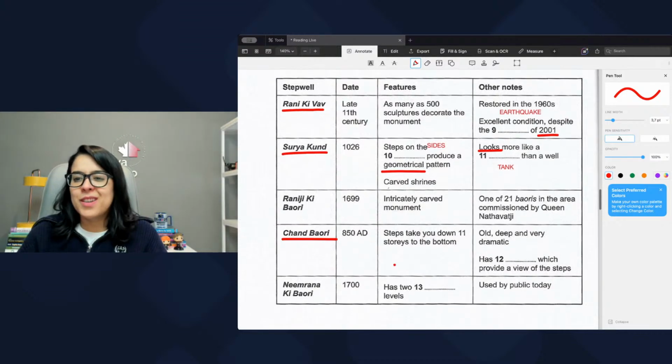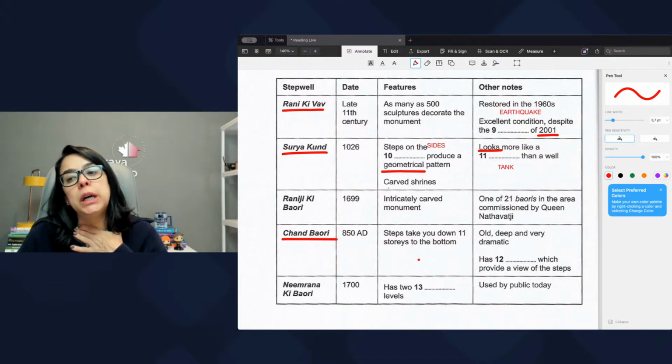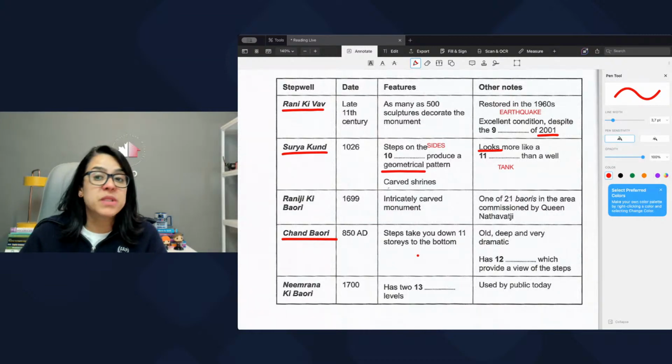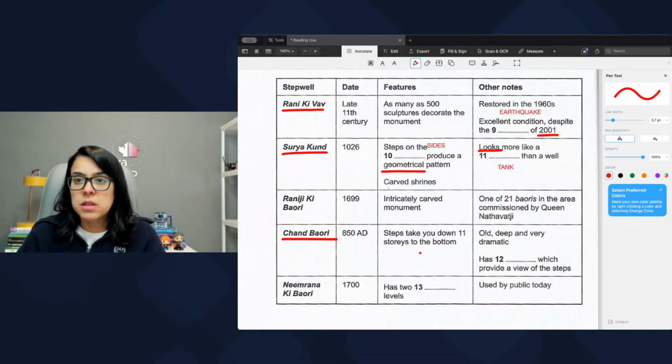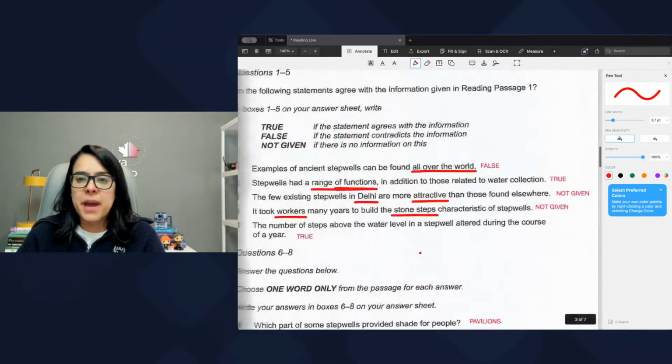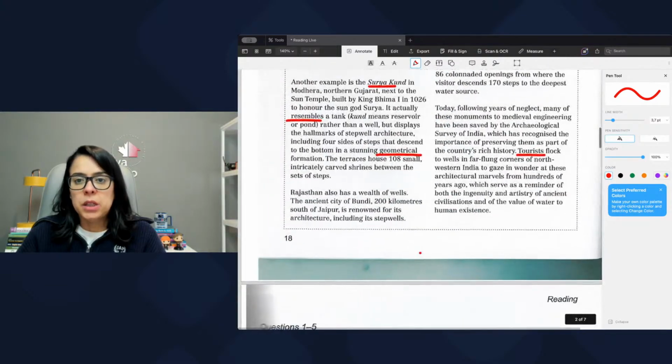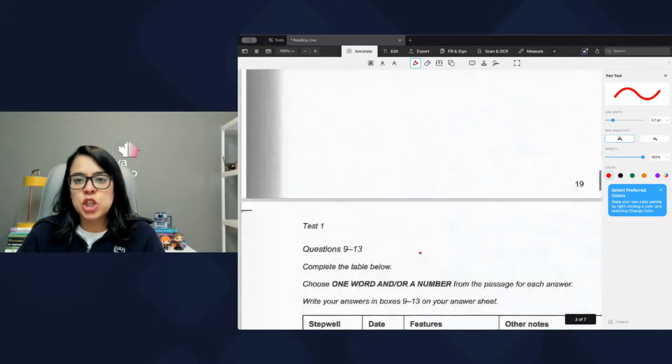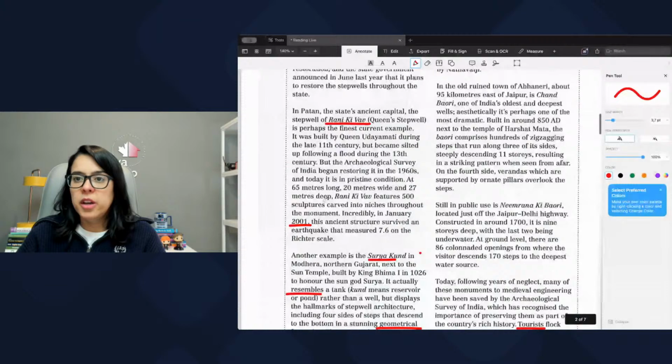Chand Bauri, I don't know. I always have fun with these names. Old, deep, and very dramatic. Wow, has which provides a view of the steps. So, what does it have that provides a view of the steps? Let's find out. So, let's get back to the text. Sorry, what is the name of the place again? Chand Bauri. Okay, where did they talk?